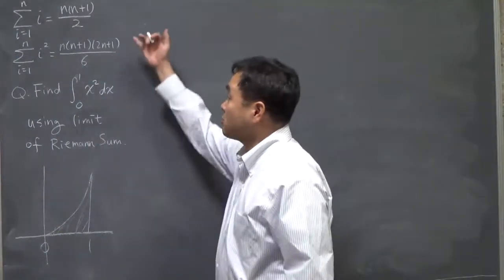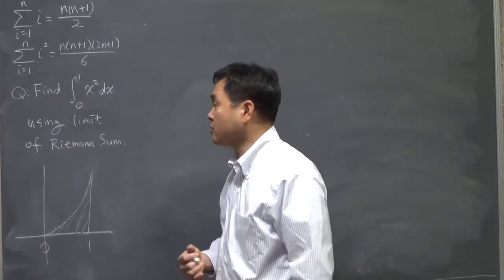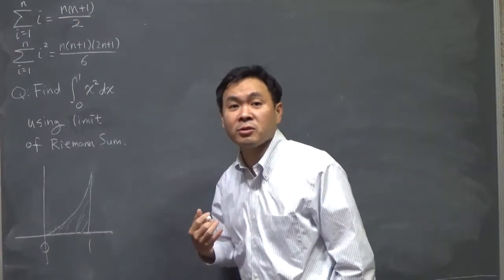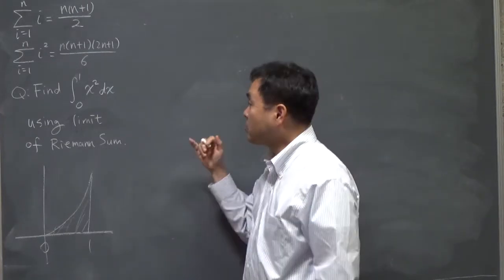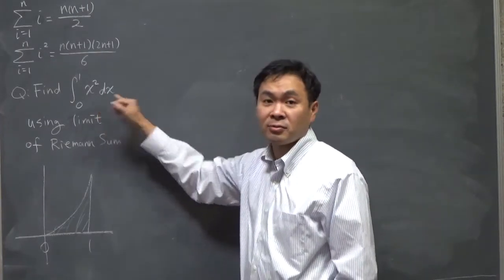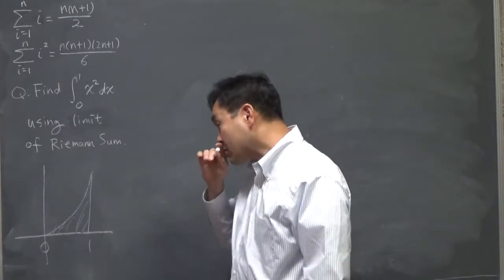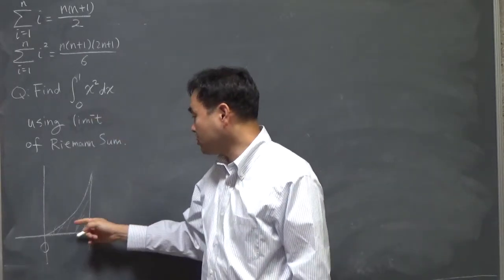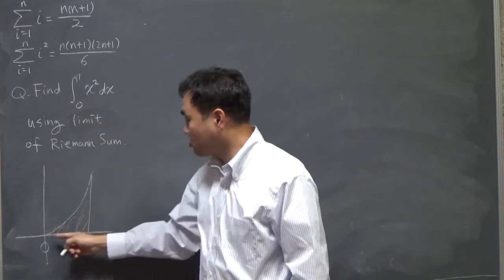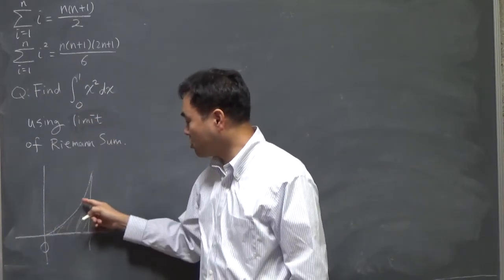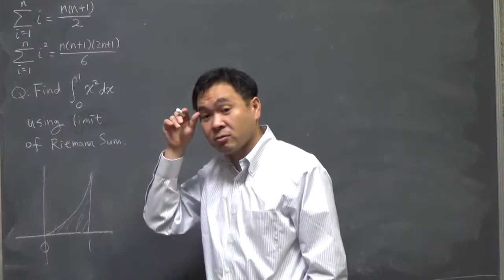After learning these sigma formulas and using some of the other properties that we have learned about sigmas, let's try to use it to find the exact value of this definite integral. The geometric meaning of this definite integral is you have the graph of y equals x squared, and the interval 0 to 1 is from here to there, and you're looking at the area under this curve.